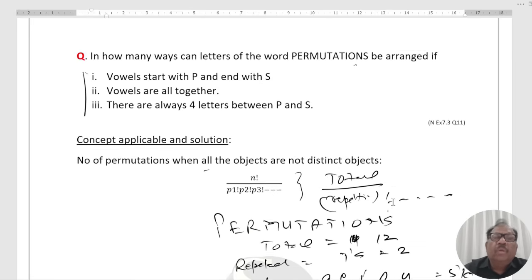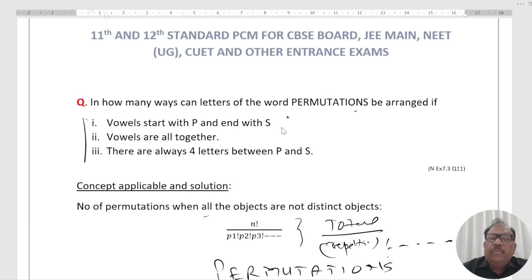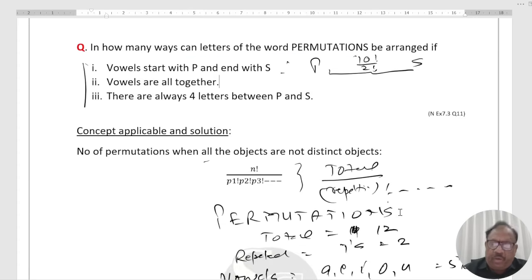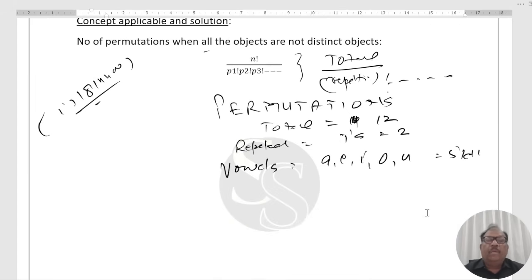First condition is start with P, end with S. So total will be factorial 10 upon factorial 2. Total divided by repetition. Repetition is only T, which is 2. If we simplify it, we get the answer of the first part, that is 1814400.